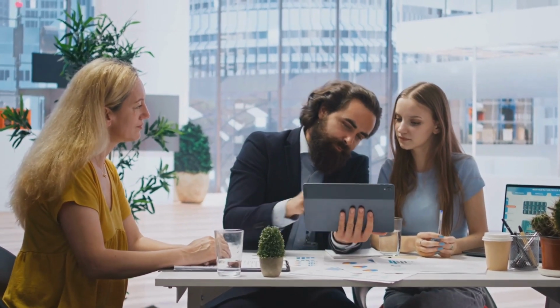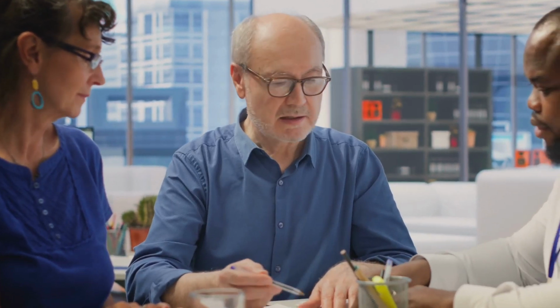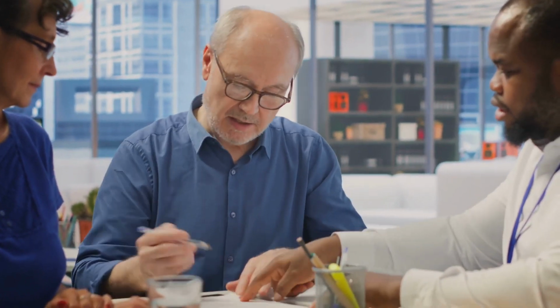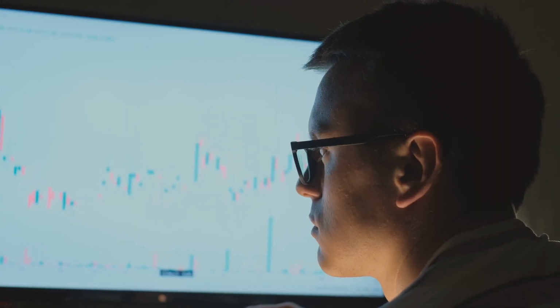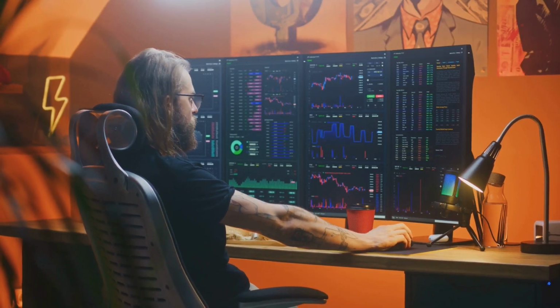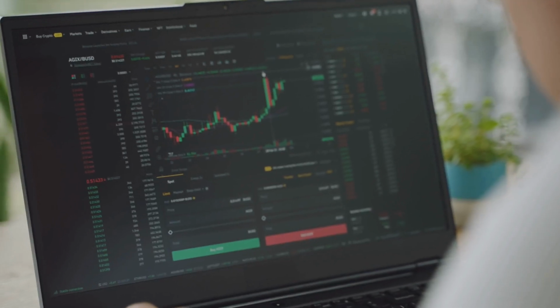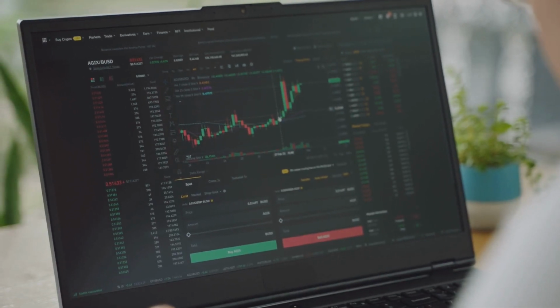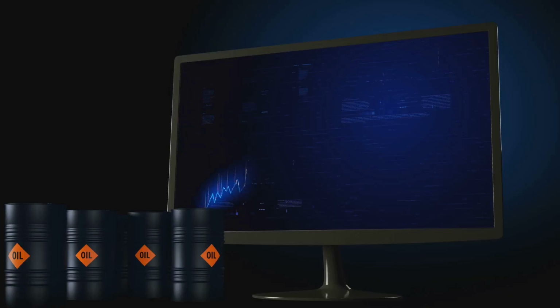Dynamic asset allocation is a strategy where you adjust your portfolio in response to changing market conditions, economic trends, and personal circumstances. Unlike a static allocation, this approach allows for more flexibility. Here's how dynamic allocation works. 1. Responding to market trends. During a bull market, you might increase exposure to growth assets like stocks. In a bear market, you may shift towards safer assets like bonds or cash.